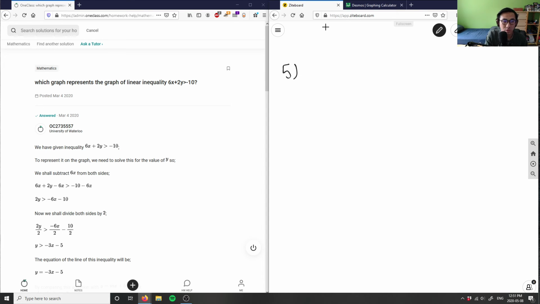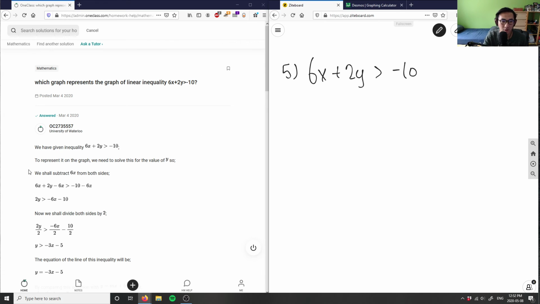So it says here, which represents the graph of linear inequality. I'm not given a graph here, so they didn't really attach a file. Maybe what I can do is graph it for you. That might be a bit better. So this is 6x plus 2y is greater than negative 10 here, right?